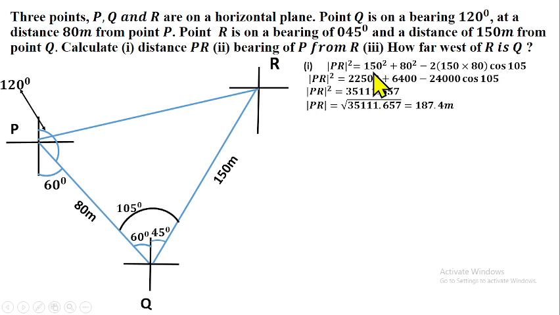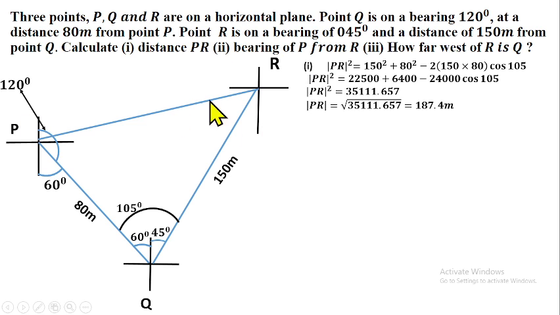Then from there, this squared will give us 22500 plus 80 squared gives us 6400. Multiply this, you have 24,000 cos 105. Simplify this, you have 35,111.657. Find the square root of both sides. We have side P to be 187.4 meters. So this side is 187.4 meters.